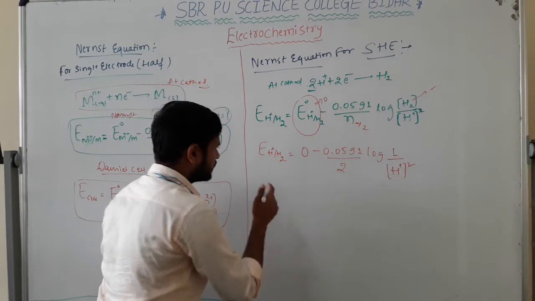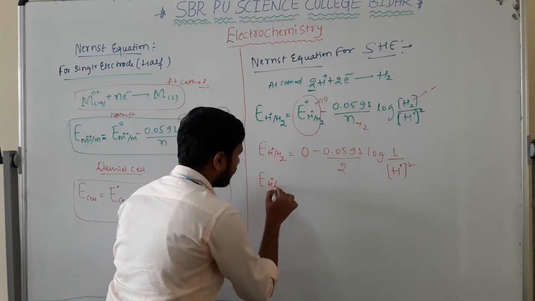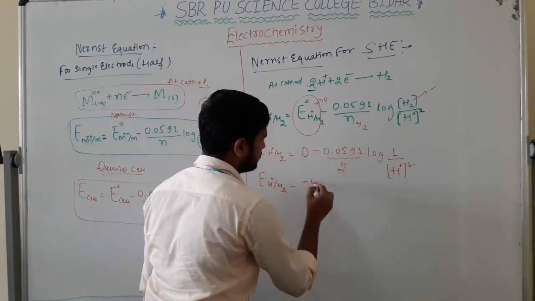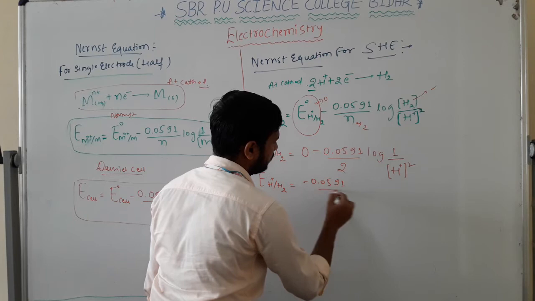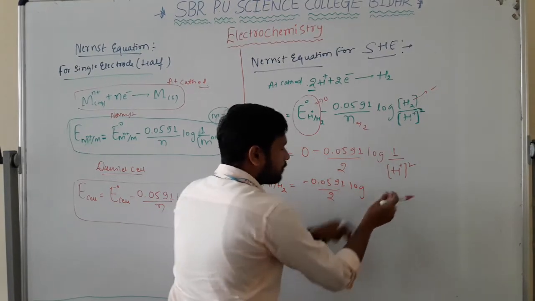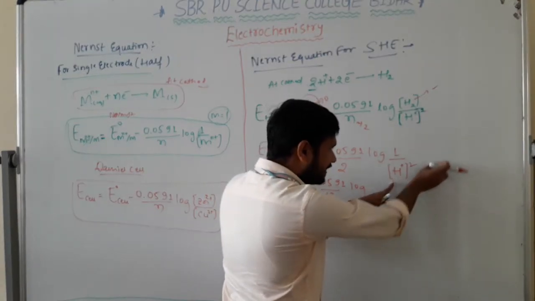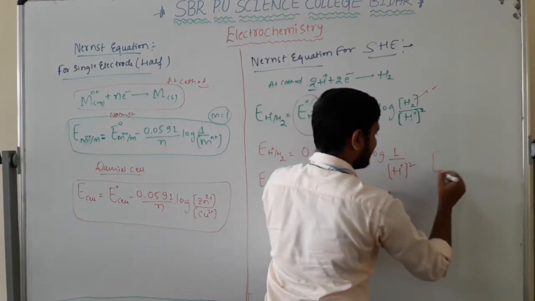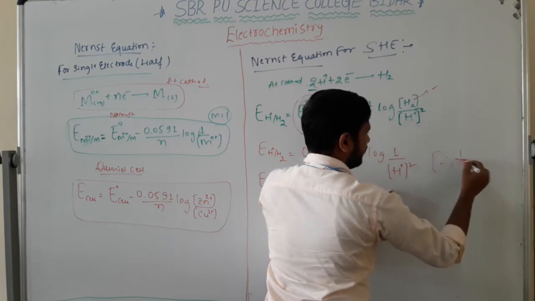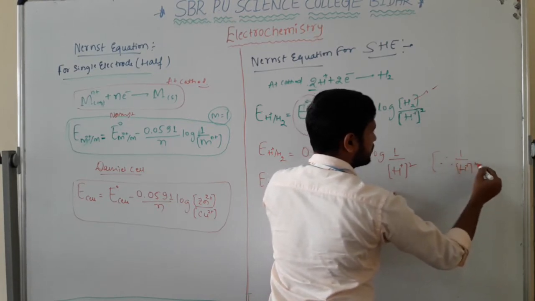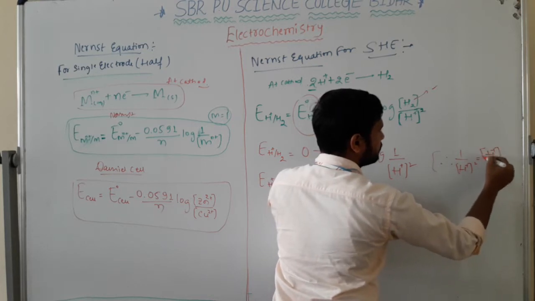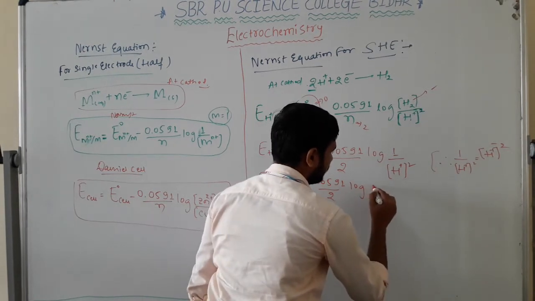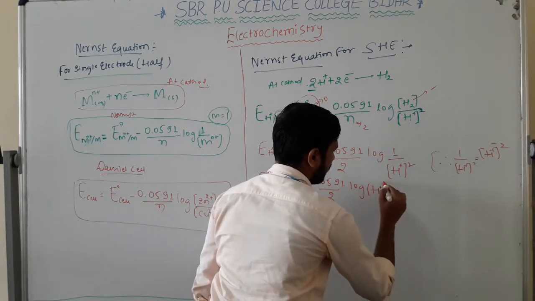Now reduce this one. E of H plus, H2 is minus 0.0591 divided by 2 log of. If I take this H plus from the denominator to the numerator, what happens? Let's see here. H plus whole power 2 is there. When it comes to the upper side, the power will be minus 2. I am writing the same expression: H plus to the power of minus 2.